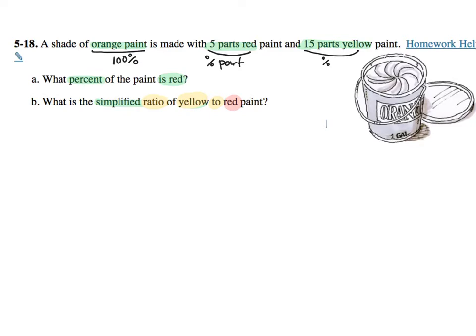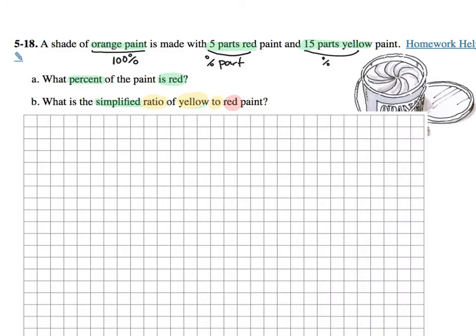A good idea is to pause the video and use the square paper. Can we get 20 pieces? As I'm drawing the number line, I'm going to color code it. 5 parts are red. If I start from here, this is 1 part, 2, 3, 4, 5. That represents red in terms of parts. And then this says 15 parts yellow, so go ahead and pause the video and draw 15 parts together of yellow.